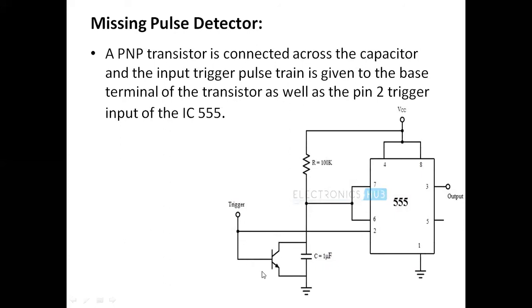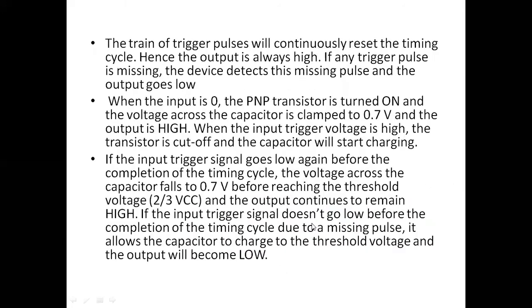If we place the transistor in this manner, then this monostable multivibrator circuit is used to detect a missing pulse. How can we detect it? Here the train of trigger pulses will continuously reset the timing cycle. That means the output is always high. If any trigger pulse is missing, the device detects this, and the output goes low.